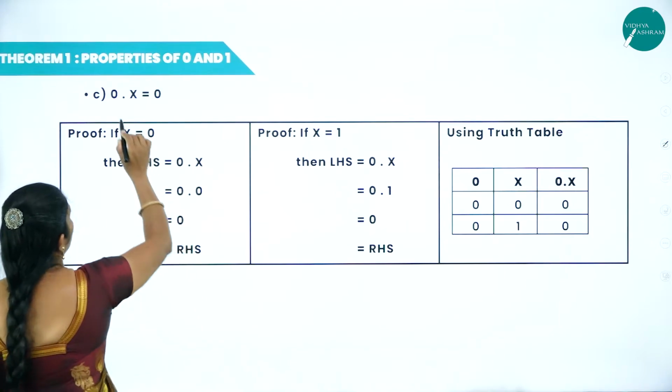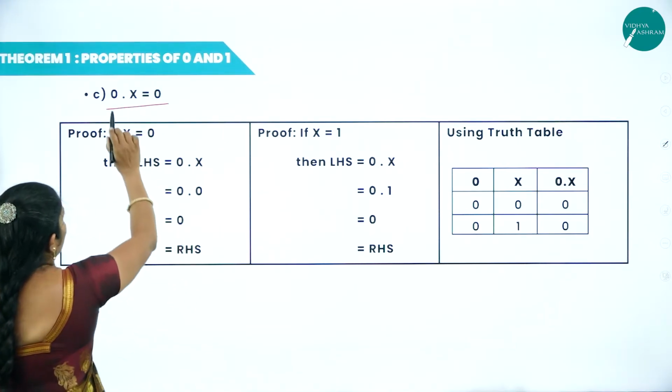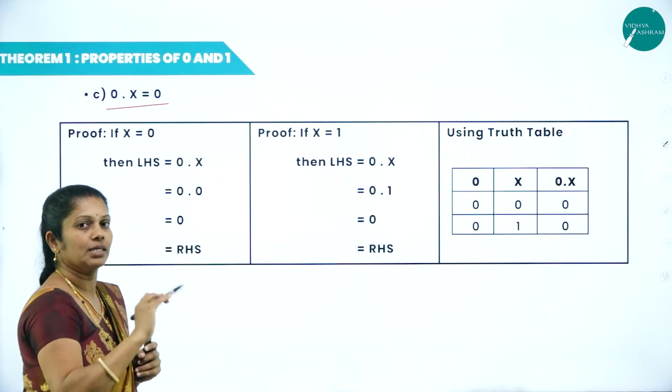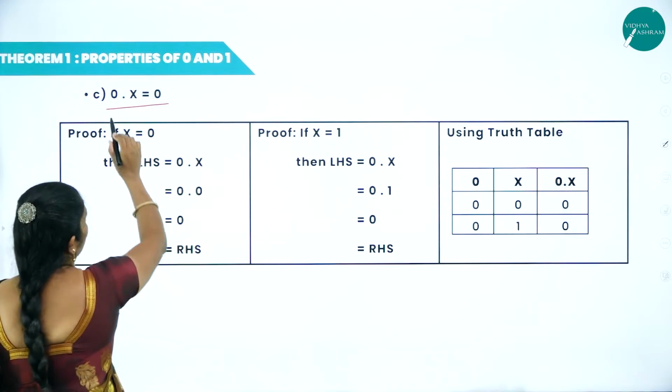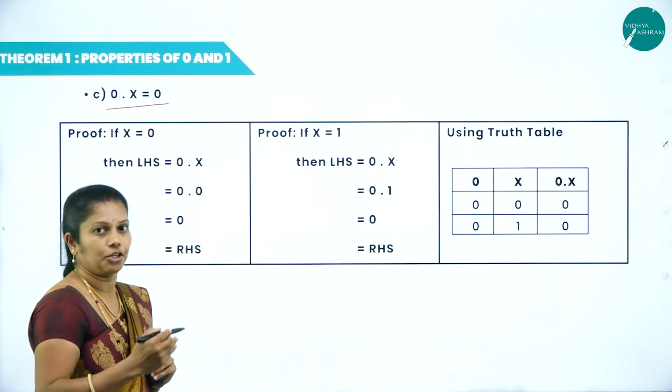Next, we will move on to the law of multiplication, or properties of 0 and 1. In this case, 0 into any variable is 0 only. This is the third property. 0 into x, or 0 into a, or 0 into b, is nothing but 0 only.